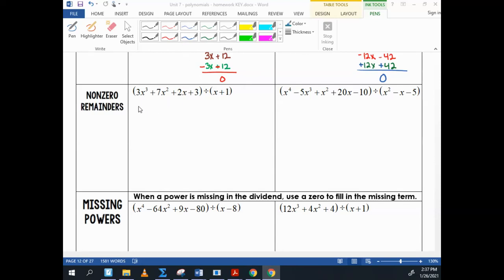All right, so these next two examples, we're going to get some remainders here. Notice that we had remainder 0 on both of the examples above us. So same step, same everything. We're just going to get a remainder. We'll show you how to write it. Okay, but this x plus 1 is what we're going to divide into our 3x to the third plus 7x squared plus 2x plus 3.